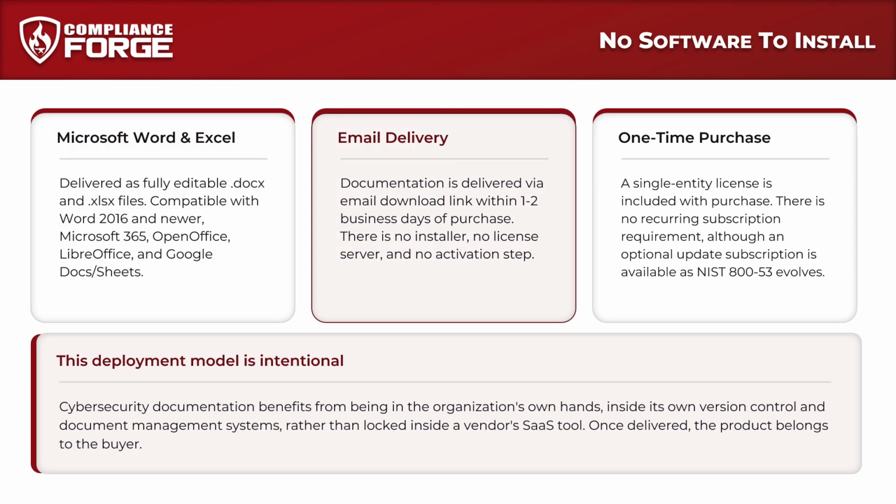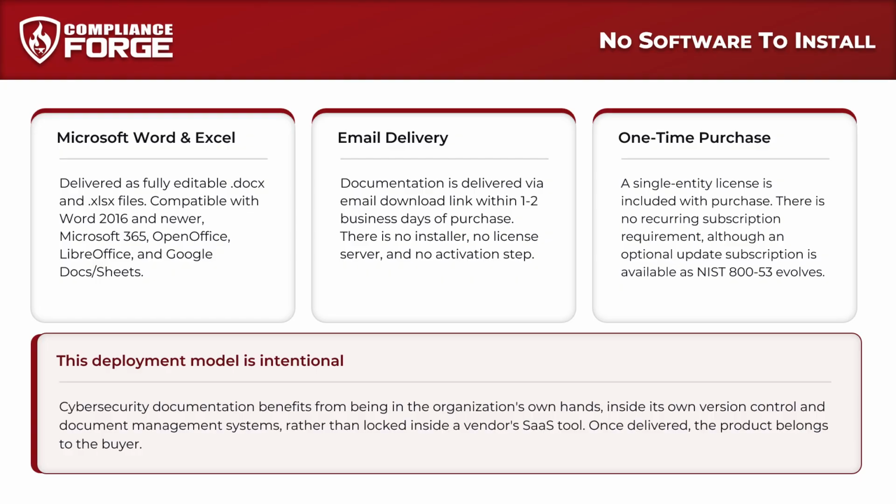Documentation is delivered via email download link within 1 to 2 business days of purchase. There is no installer, no license server, and no activation step. A single entity license is included with purchase. There is no recurring subscription requirement, although an optional update subscription is available as NIST 853 evolves. This deployment model is intentional. Cybersecurity documentation benefits from being in the organization's own hands, inside your own version control and document management systems, rather than locked inside a vendor's SaaS tool. Once delivered, this product belongs to you.